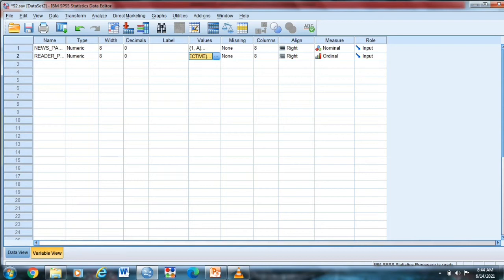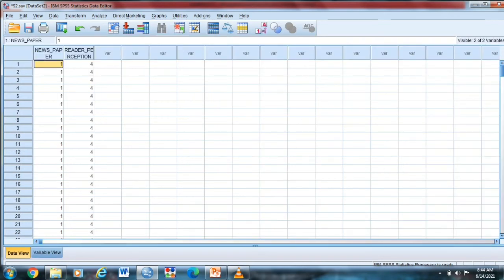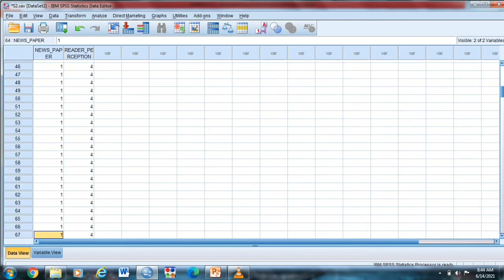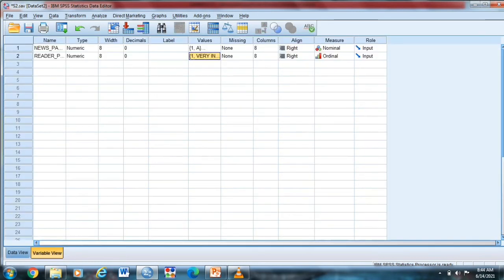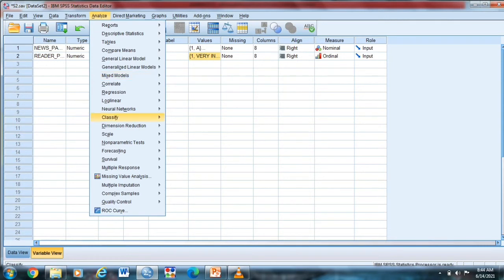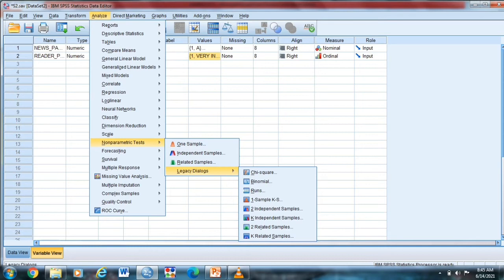Okay, so ito na yung ating data view. Ito na sila. So, to analyze this, let's go to the Analyze, dun sa taas, and then Nonparametric Tests, and then Legacy Dialogs, and this time we have two independent samples. So, ito ang click natin. Nung unang example natin, we have one sample. Okay? So, i-click lang natin itong two independent samples.